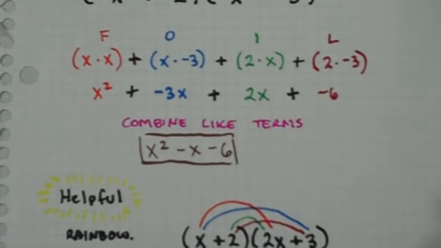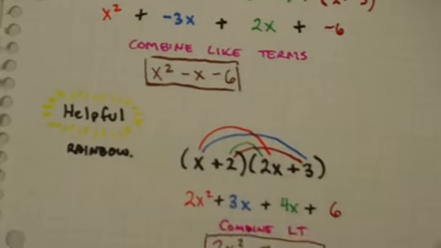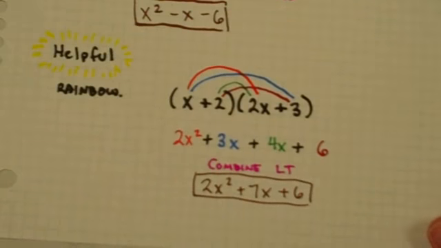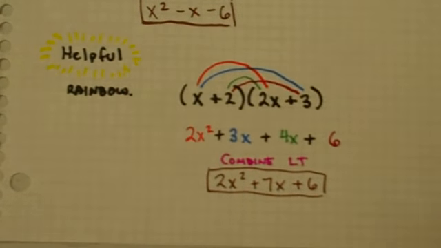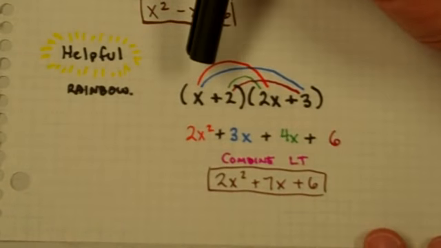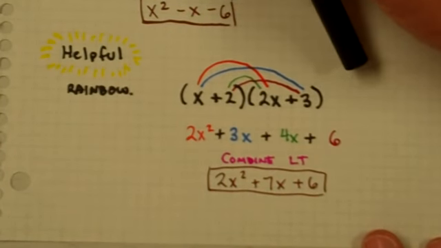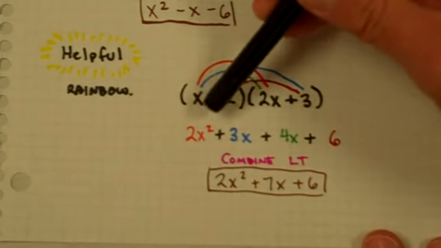Now, there is a helpful hint for using the FOIL method to make it go a little bit faster. Some kids call this the rainbow method, just because it makes a kind of rainbow look. Basically, as you're doing a problem, say you have x plus 2 times 2x plus 3, you draw a rainbow for each term you're multiplying.